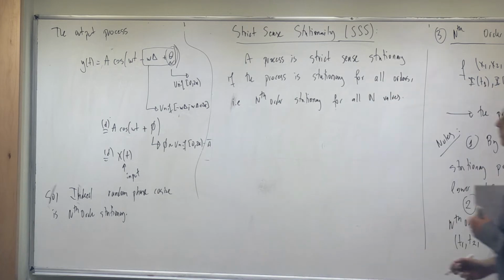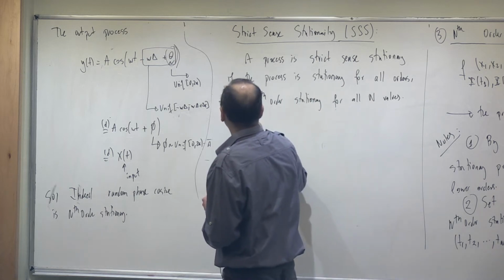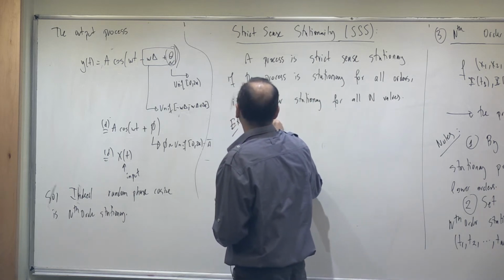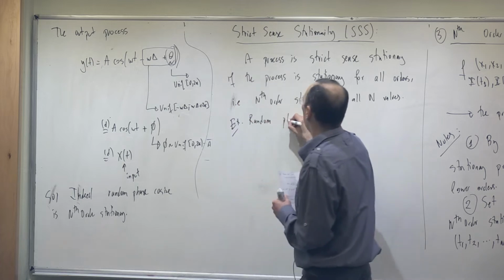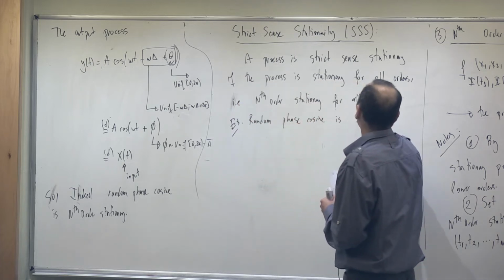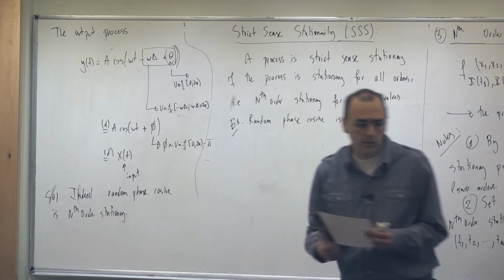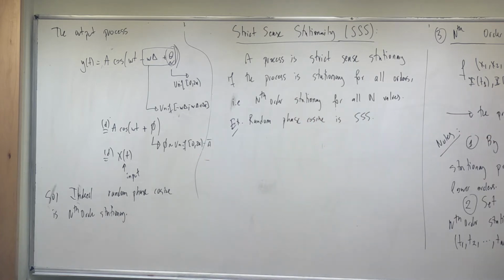Of course, this is not in general satisfied, but for example, random phase cosine is strict sense stationary. Okay. Random phase cosine is an example for this, strict sense stationarity. So this is a very special example in that sense. Well, let's see.